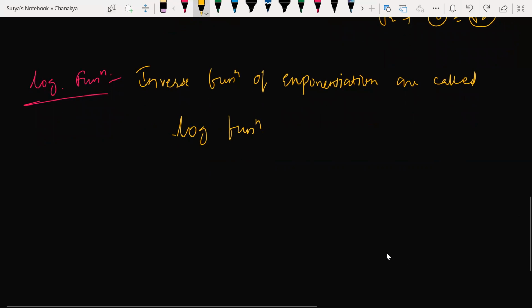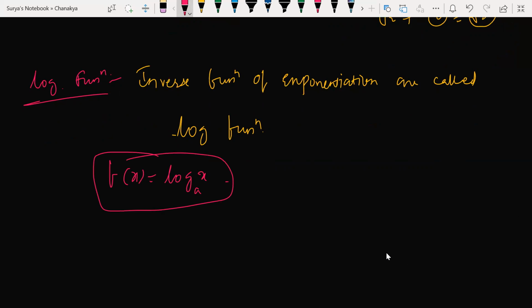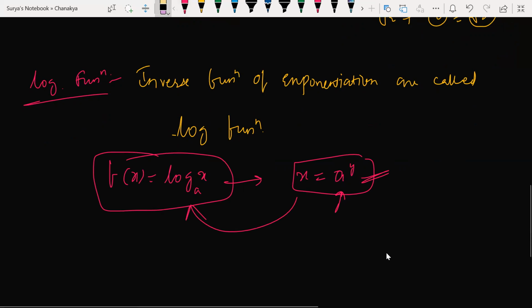Sir, what is that? We didn't understand. Very simple. For suppose f of x is equal to log x with base a. This is a logarithmic function. If I convert this into an exponential function, how would it be? x is equal to a to the power of y. That's it. This is my exponential function here, and if I convert this into a log function, it goes back to this form.